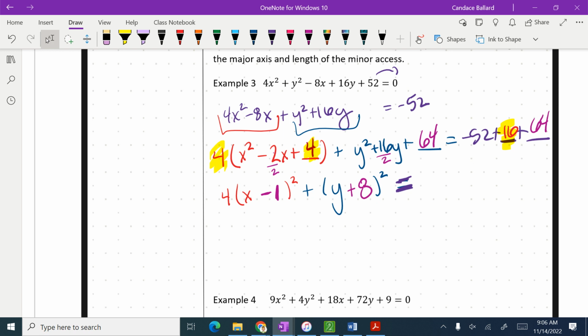All right. You all hopefully have Desmos in front of you or something. Do the arithmetic on the right side there for me. I'll give you like 30 seconds. Do the arithmetic. Negative 52 plus 16 plus 64.